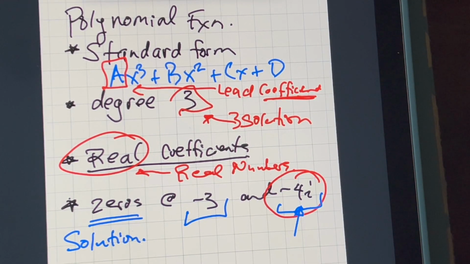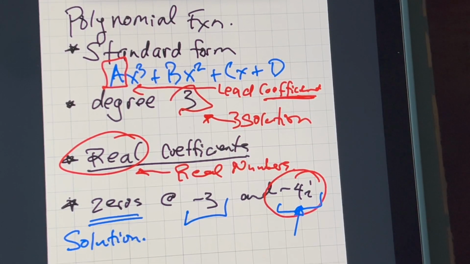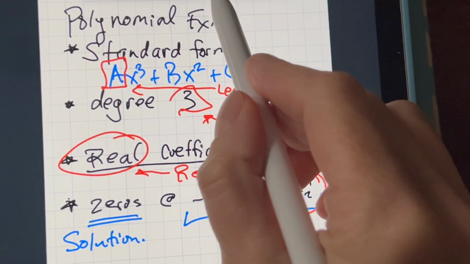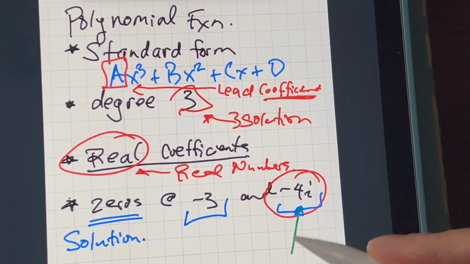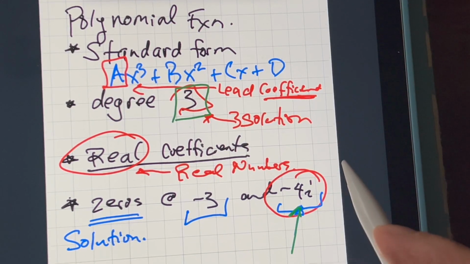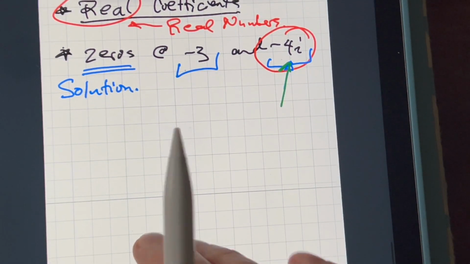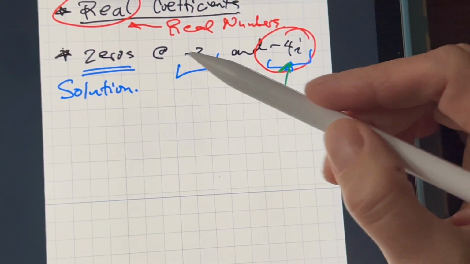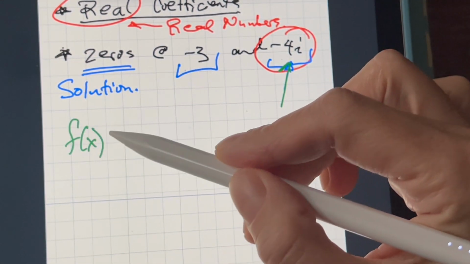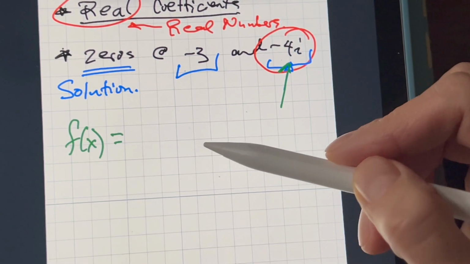So what you're being asked to find is a potential function, and trust me, there is more than one, with these things going on. Here's the next step of encoding. Remember how I said degree 3 means there are 3 solutions, and we're given 2. Now the zeros come out of a big string of multiplication. So let's start out with our function. It's going to equal something.